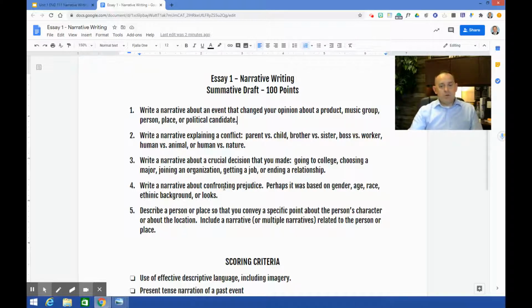Or you could describe a person or place so that you convey a very specific point about the person's character or about the place. So if you're classifying, for example, the bridge, that would be an essay in response to prompt number 5.